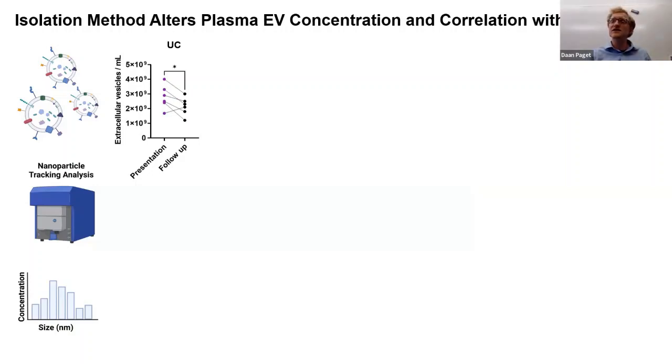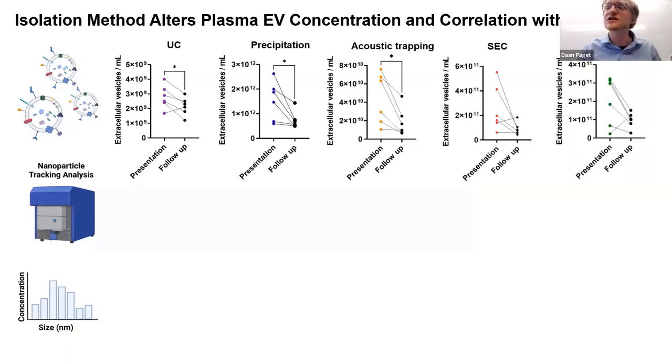In this similar patient cohort, we again find the same thing when we use the same isolation technique, which is ultracentrifugation. And interestingly, when we apply the same analysis to the other isolation methods, we see a similar trend, where we see more extracellular vesicles at this acute time point versus the same patients 1 month later.